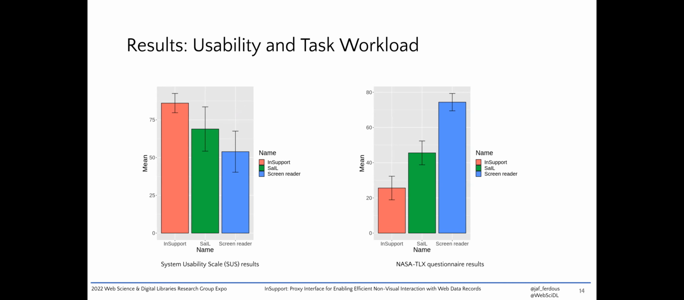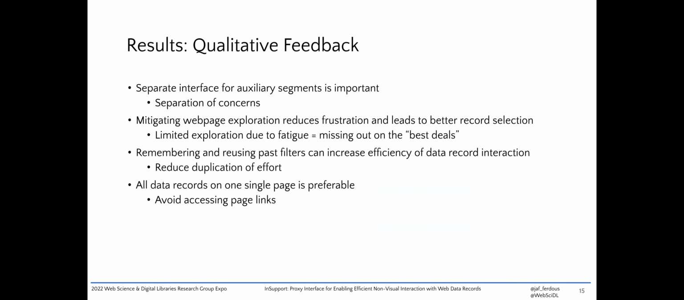In the exit interview, most participants attributed their favorable ratings to the instant access feature of InSupport, which they said reduced the number of key presses for navigating between web page segments. Almost all participants stated that having a separate proxy interface for accessing the auxiliary segments was important because it helped them separate their concerns: use screen reader shortcuts only for navigating within the data records, and not worry about how to navigate to the auxiliary segments.